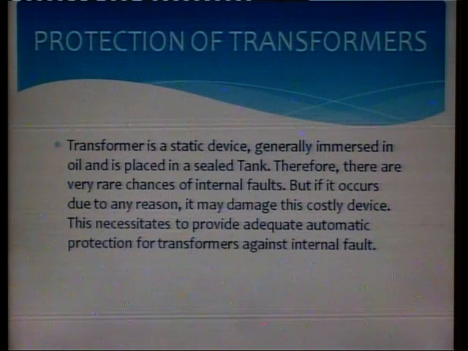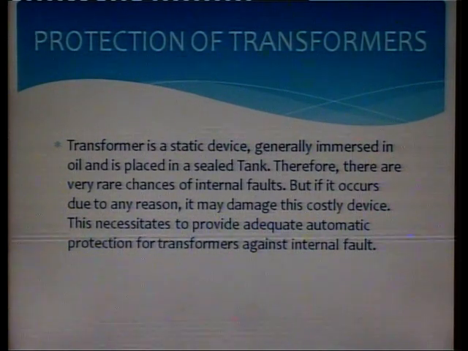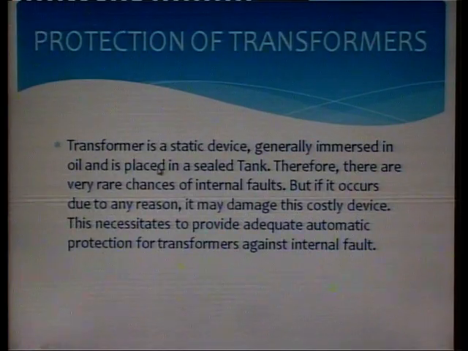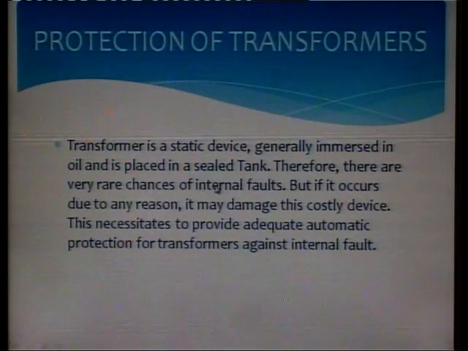A transformer, as you know, is a static device and there is no moving part. So the friction losses are almost absent in this case, and the chance of occurrence of a fault is very rare. The transformer is a static device generally immersed in oil and placed in a sealed tank. Therefore, there are very rare chances of internal faults.